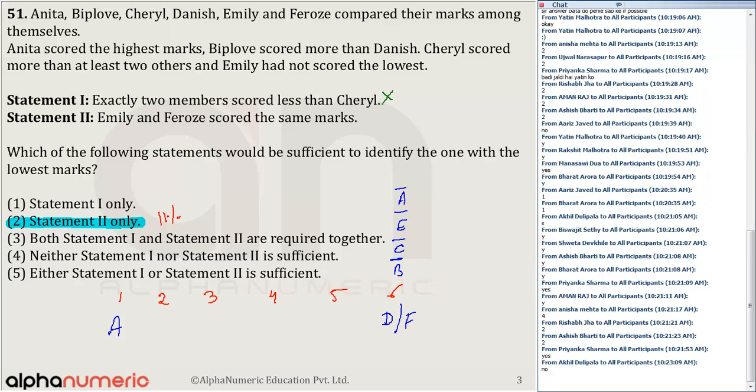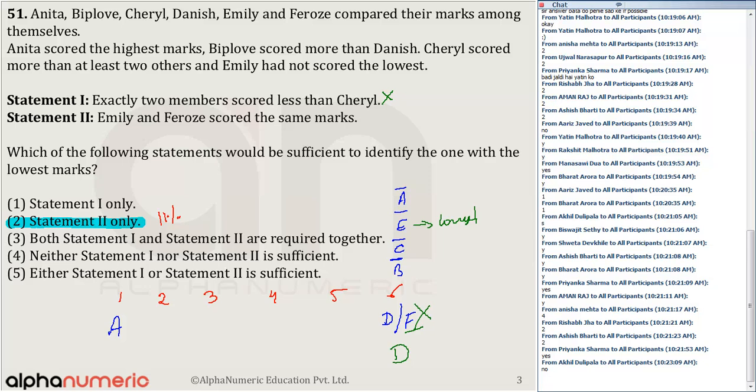It says Emily and Firoz scored the same marks. And it says Emily's marks are not the lowest. So if Emily is not the lowest, Firoz also cannot be the lowest. So Firoz cannot come at the sixth position. So who will be at the sixth position? That is D. So the question is, which of the following statements would be sufficient to identify the one with the lowest marks? I think statement number two. With statement number two, we can easily identify that D has scored the lowest. So the answer is definitely statement number two, option two.